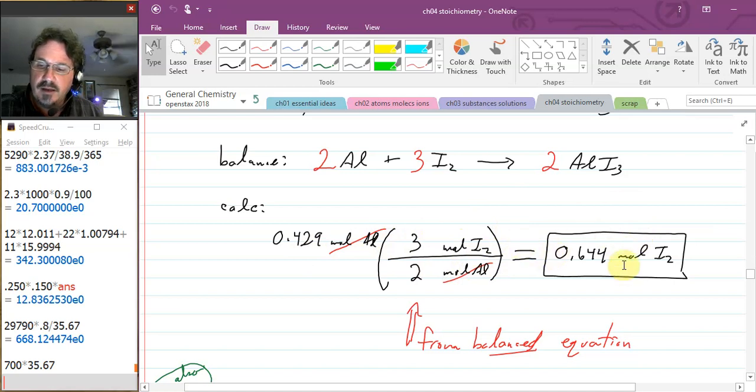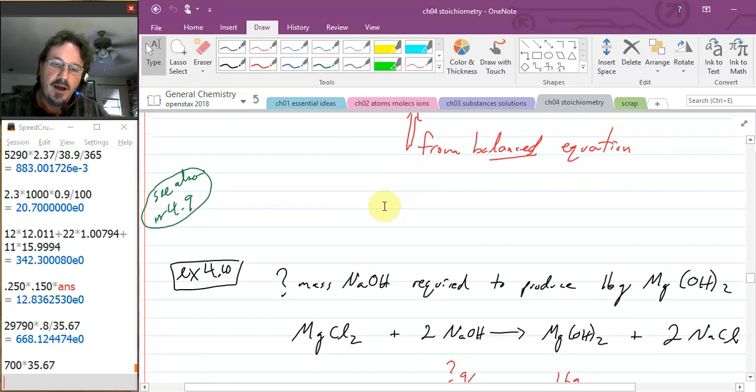So I can put my equal sign, moles of iodine are my units, and finally pick up your calculator. 0.429 times 3 divided by 2 gives you that. So here's the big key thing here: I'm using a conversion step that comes from the balanced equation. Notice if they had asked me about aluminum iodide, I could have done that as well. Instead of putting moles of iodine on the top with a 3, I would put moles of AlI3, and the coefficient would have been a 2. Once you know moles of one thing, you can always figure out anything else in that balanced equation.